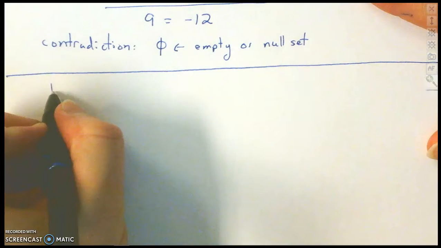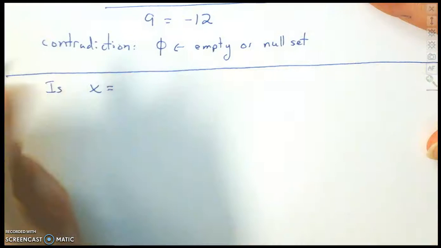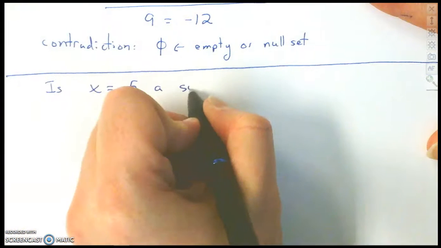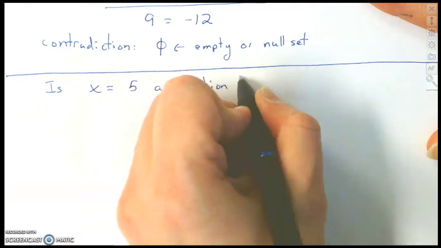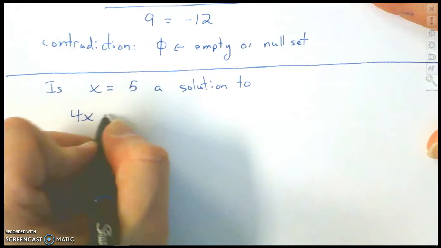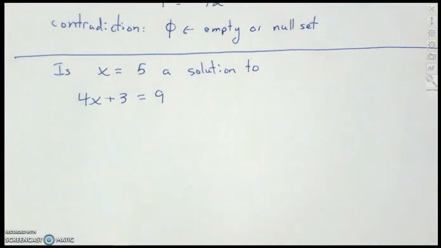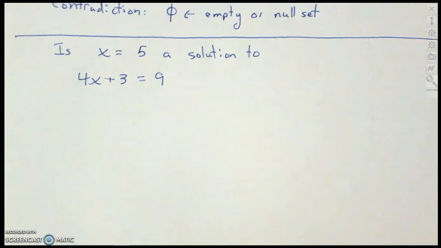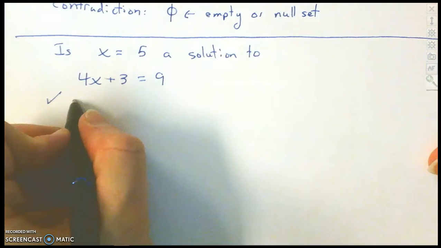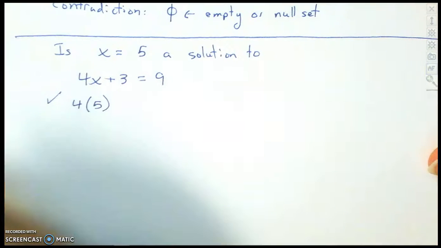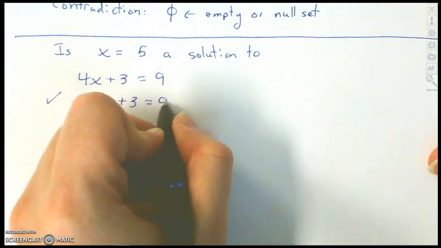equation and I'm going to say, is, let's say x equals 5, a solution to 4x plus 3 equals 9. So I want to see if x equals 5 is a solution. Now, what does it mean if something's a solution? Well, it means if I plug that value in, then the sides are going to be the same. So let's go ahead and check. And we're going to plug in x equals 5. So that's going to be 4 times 5 plus 3 equals 9.